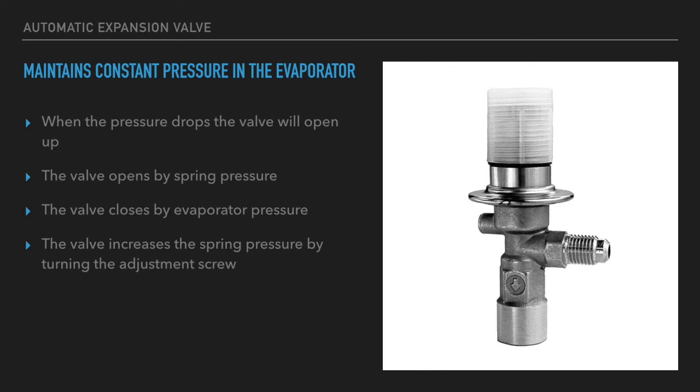The automatic expansion valve has certain features. For example, it maintains a constant pressure in the evaporator, so the valve opens when the pressure drops. Another feature is that the spring pressure pushes to open the valve. Another one is that the evaporator pressure pushes to close the valve. And lastly, turning the adjustment screw on the valve increases the spring pressure.